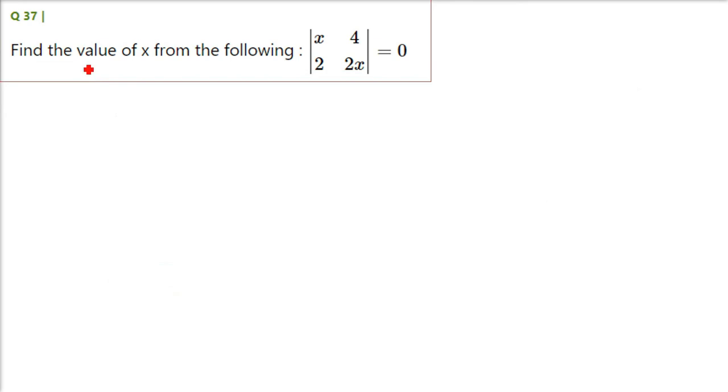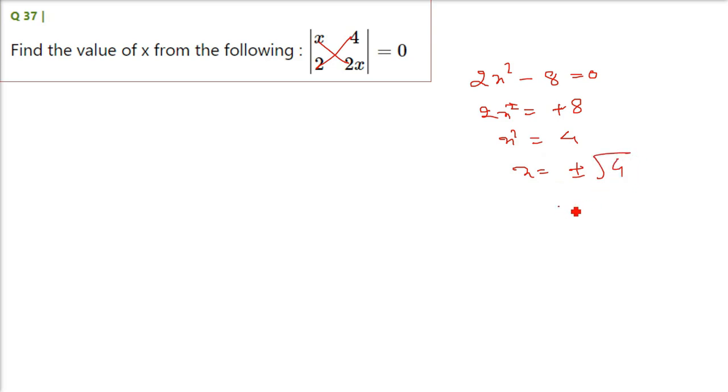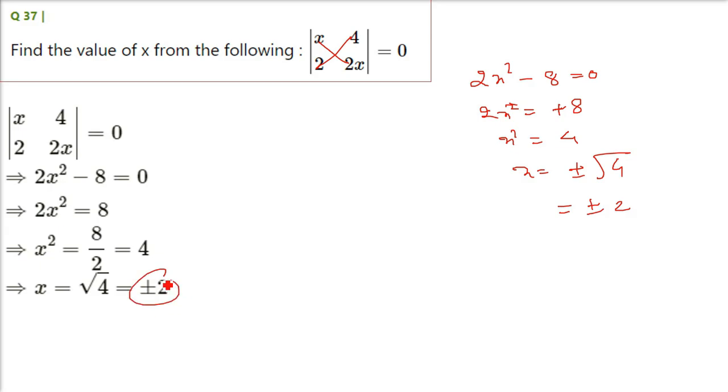Find the value of x for the following. Simply x into 2x, 2x square minus 4 into 2. So 2x square minus 8 equals 0. You get 2x square equals 8. So divide both sides by 2. You get x square equals 4. And that is x equals plus minus 2. So this is the answer, plus minus 2. Both you are going to take.